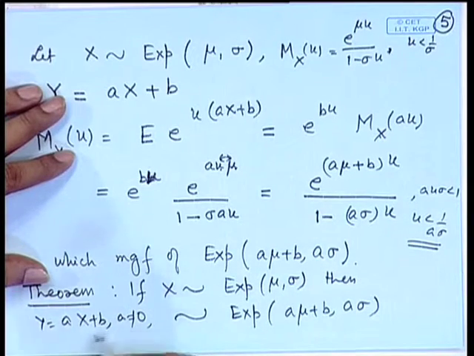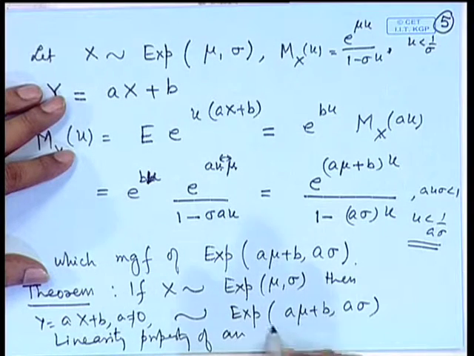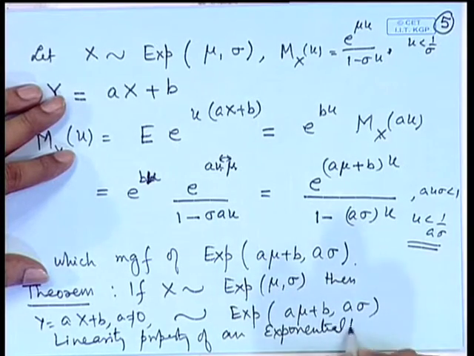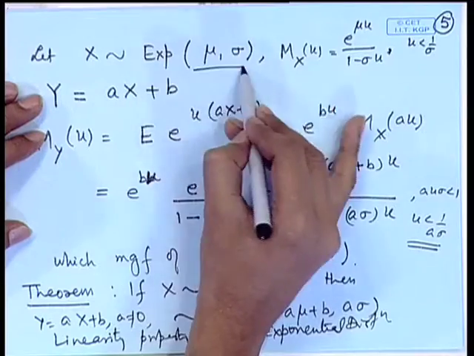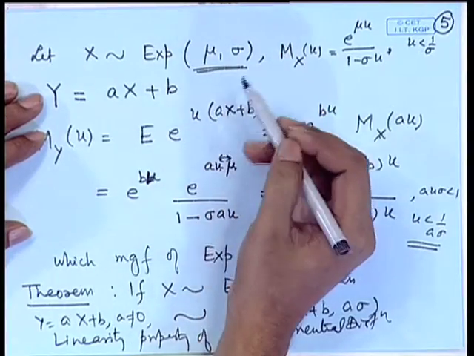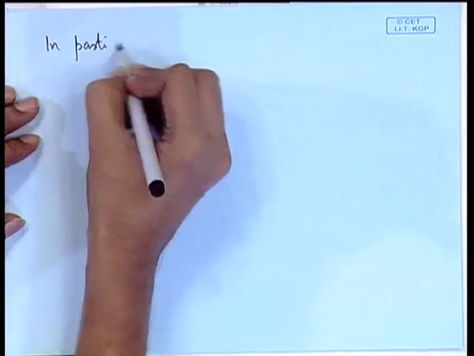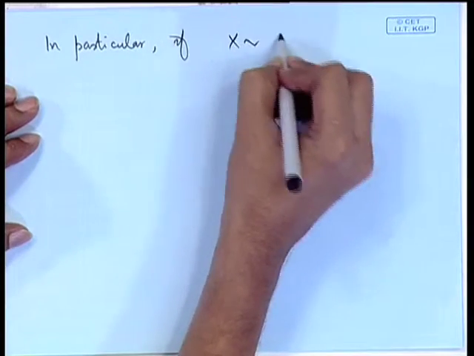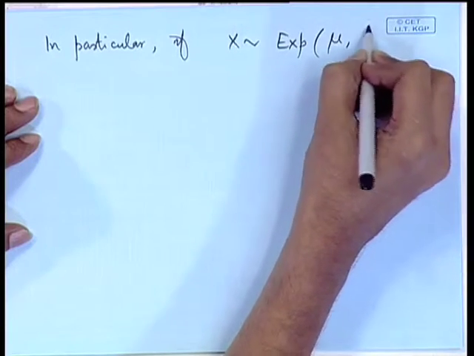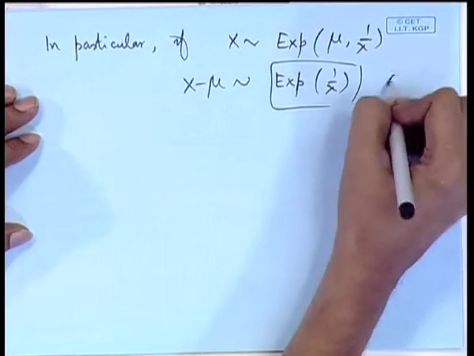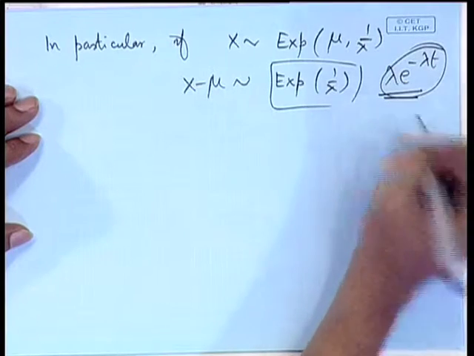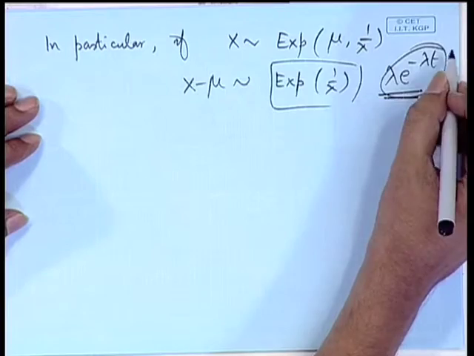This is basically the linearity property of an exponential distribution. That means, any linear function of an exponential distribution again has an exponential distribution. So, this form is more general, this is a 2 parameter exponential distribution and it is more useful. In particular, if x follows exponential mu, 1 by lambda, then x minus mu will follow exponential 1 by lambda. That means, the standard form with the density lambda e to the power minus lambda t. So, both the forms are useful.